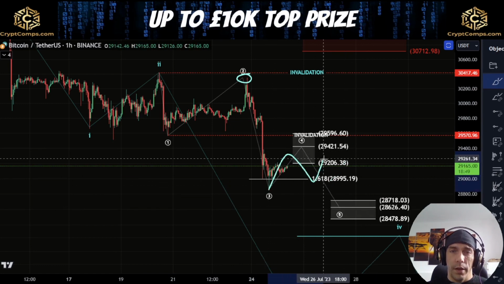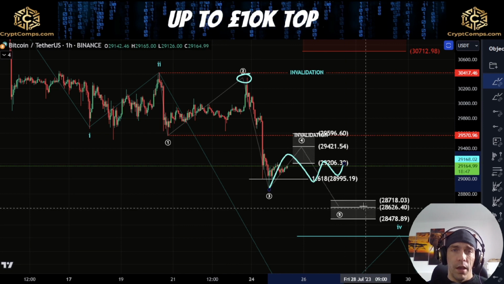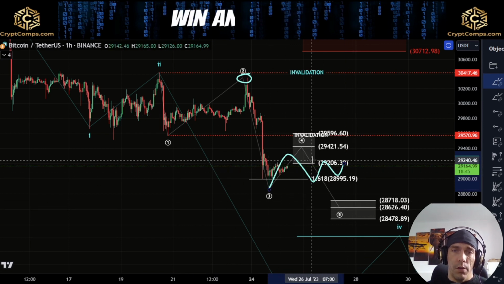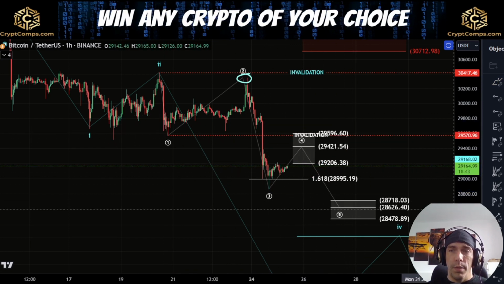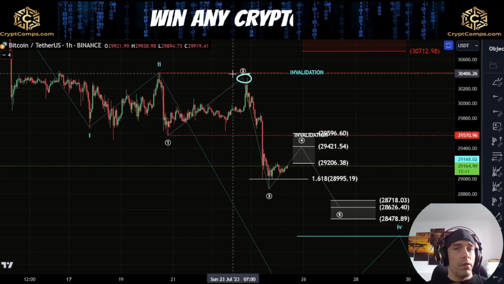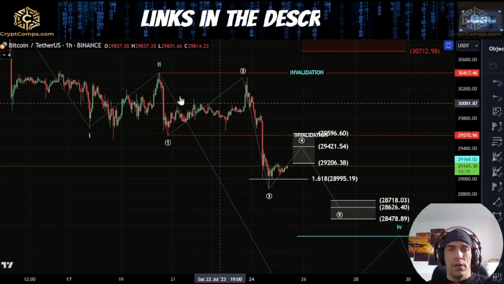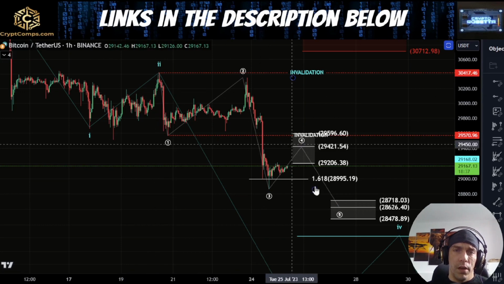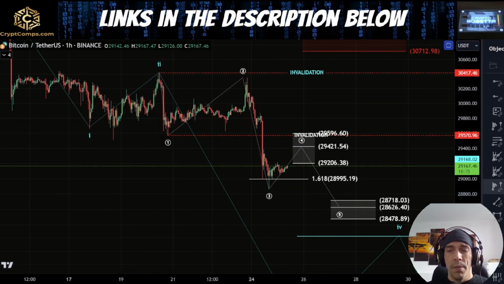Possibly something like a triangle would make sense if we do see something develop in this area, because we can't really come back up above this wave 1 high. So need to just be on the lookout for this. This is why I'm kind of still leaning towards the idea that this could just be ABC here.